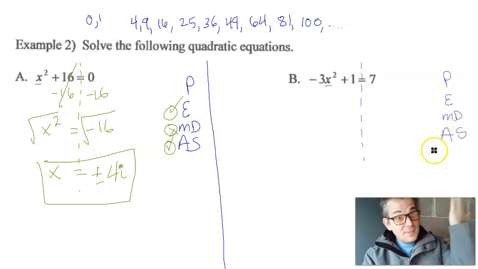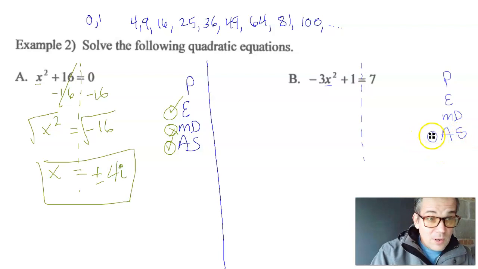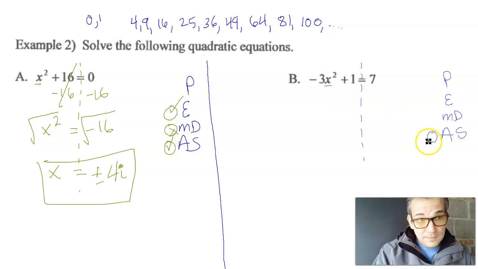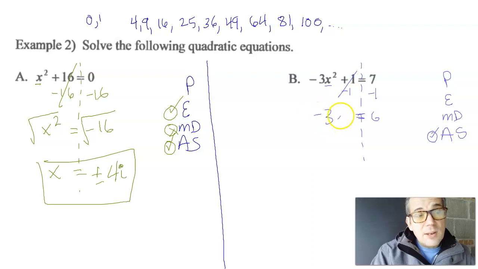Thank you for unpausing me. We're going to start down here, looking at this side, and we're going to say, is there anything on this side that needs to be added or subtracted? Yes, there's a 1 here that's being added. Let me subtract it. 7 minus 1 makes 6. This side is negative 3x squared.